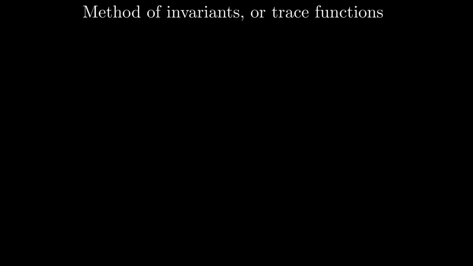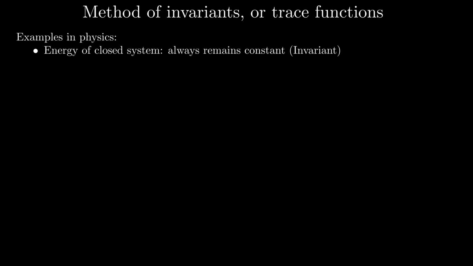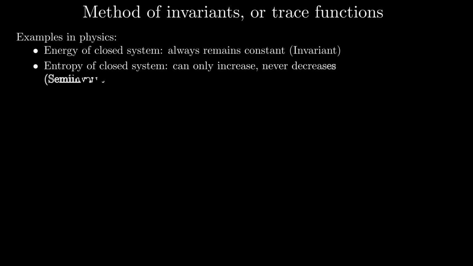In problems like this, often the method of invariance is helpful, or as I prefer to call it, the method of trace functions. A well-known example in physics is the energy of a closed system. As the system changes, its total energy remains constant. Another example, entropy, is not strictly speaking an invariant. It can change, but only in one direction, only increase. This is the so-called semi-invariant.